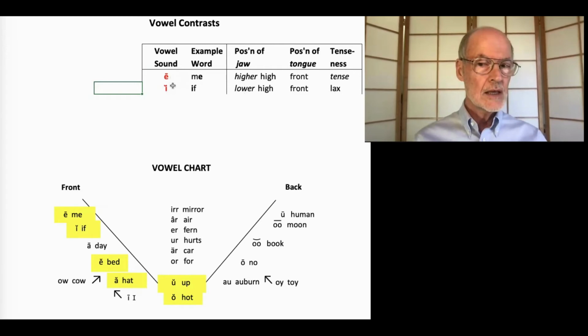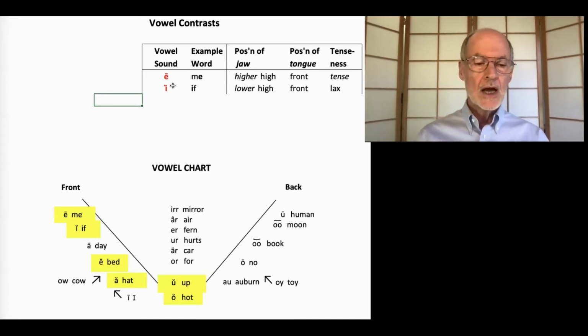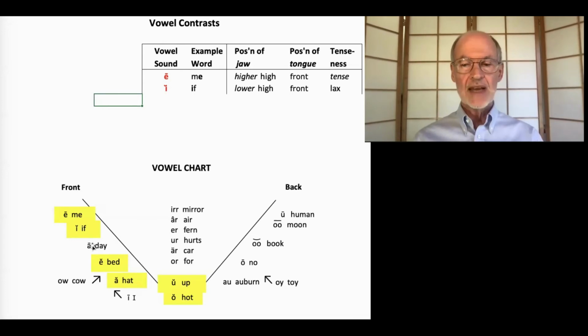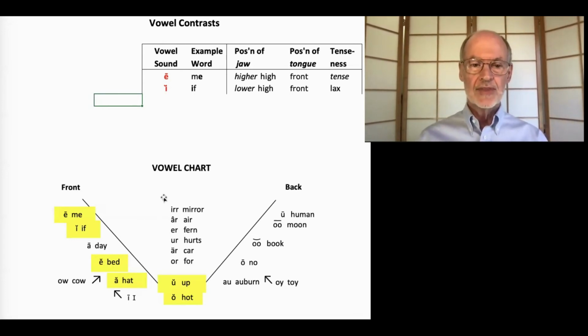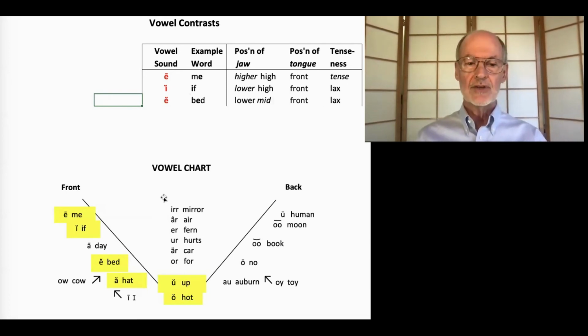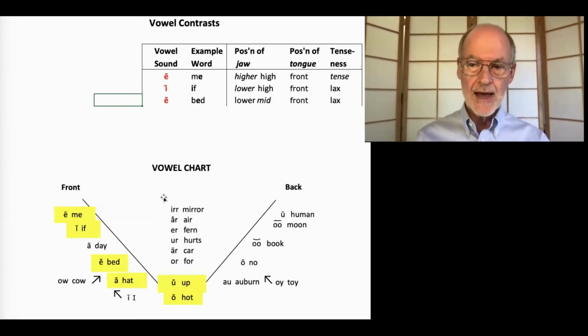E, I. So you can't really see my tongue, but you can see the corners of my mouth and you can see the jaw, right? Then the next one is a name sound, a long sound. So we're going to skip that one. And then the next one we're going to look at as a contrast is the short E, as in bed.